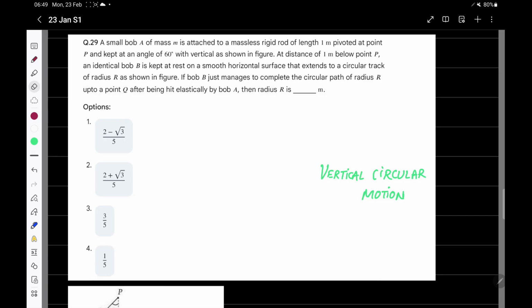It says a small bob of mass m is attached to a massless rigid rod of length 1 meter, pivoted at point P and kept at an angle 60 degree with the vertical as shown in the figure at a distance 1 meter below point P. An identical bob B is kept at rest on the smooth horizontal surface that extends to a circular track of radius r as shown in the figure. If the bob just manages to complete the circular path of radius r up to point Q after being hit elastically by the bob A, then the radius r in meter is.